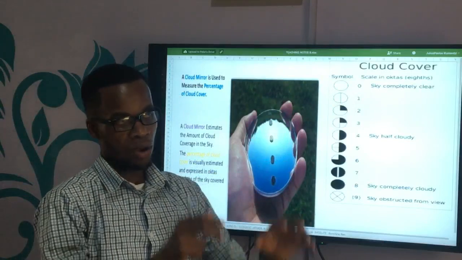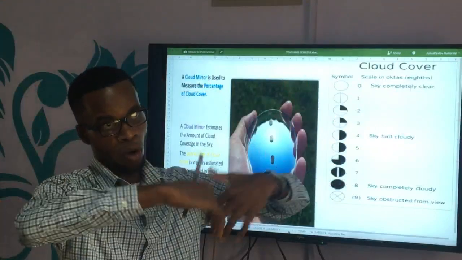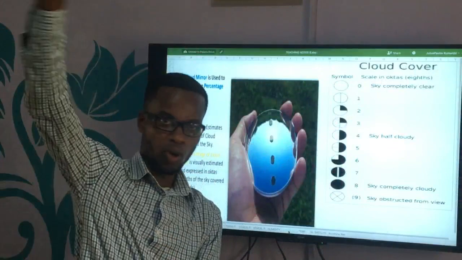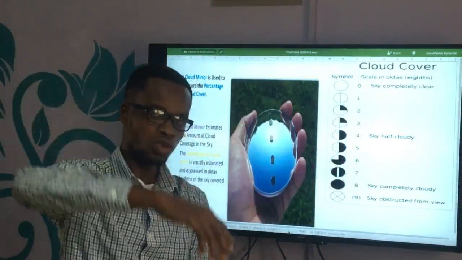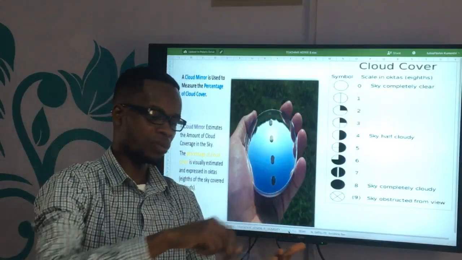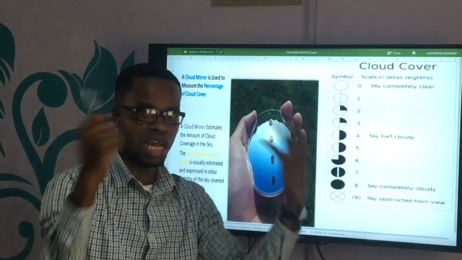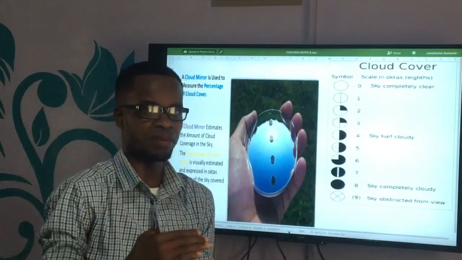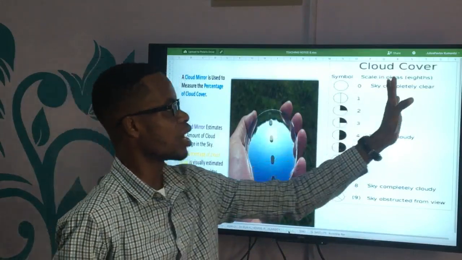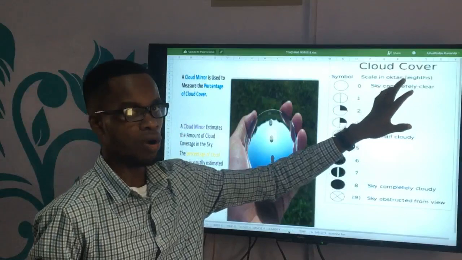So how can we know that in this area, or in your environment or locality, there's an amount of cloud? How do you determine that? You can simply demonstrate that with a mirror. You can mark the mirror into 8 divisions. Most of the time we use that as a standard measurement, and those 8 divisions is what we refer to as oktas.